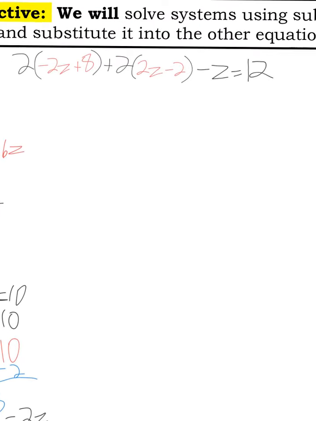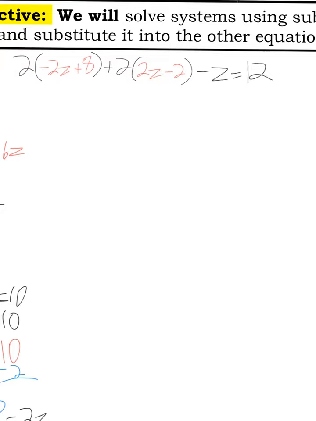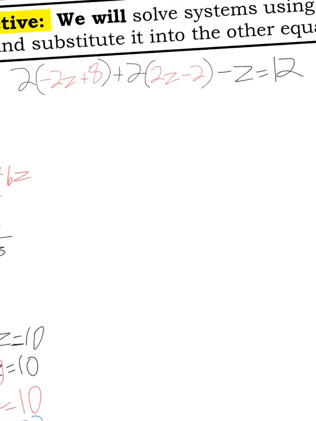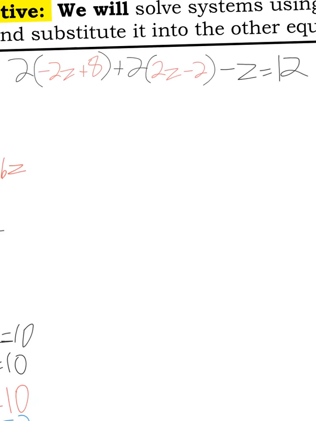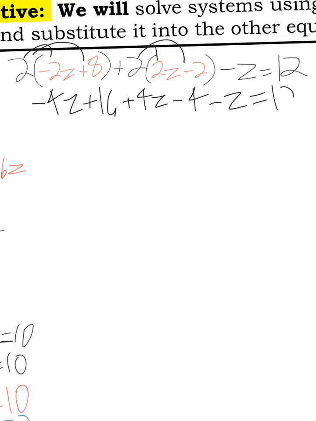So now let's just distribute everything, combine our like terms, solve for z, and we'll have one of the 3 variables solved. So we have 2 times negative 2z, that's negative 4z. 2 times 8 is 16. Then you have 2 times 2z, so that's 4z. And then 2 times negative 2 is minus 4. And then I'll bring down the minus z equals 12.